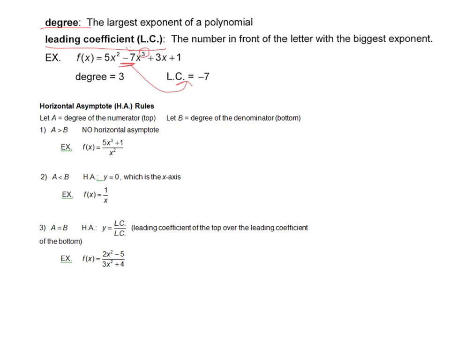So that leads us to the horizontal asymptote rules, and we're going to let the letter A stand for the degree of the numerator, the letter B stand for the degree of the denominator, just for some shorthand, and there are 3 situations. The first situation is that A is greater than B. In that case, there would be no horizontal asymptote. So for this example, the degree of the top is 3. So we'll say A is 3. The degree of the bottom is 2, so B is 2. And so since A is greater than B, there is no horizontal asymptote.